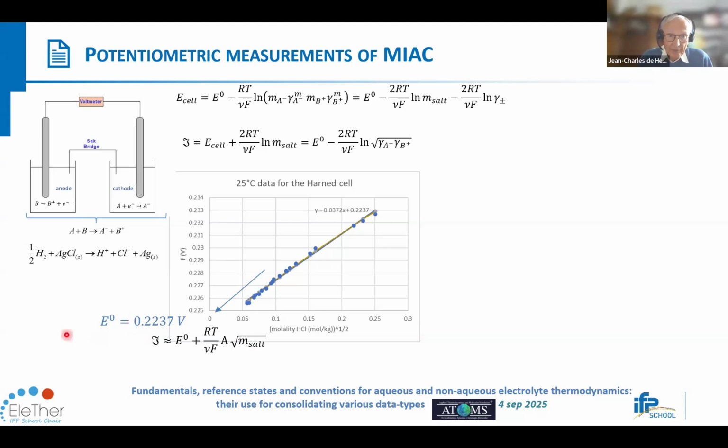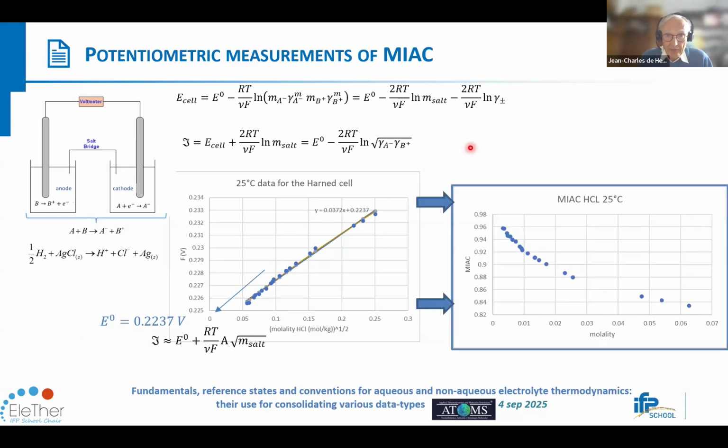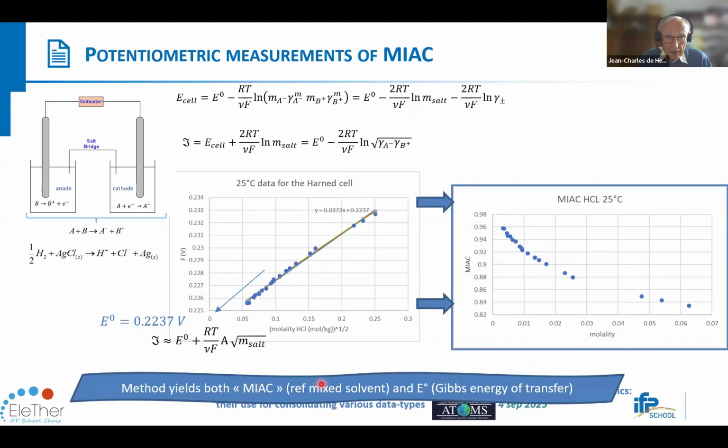So this E0 is an information on its own, because it gives us Gibbs energies of transfer. In addition, we have the composition. When we plot the results as a function of molality, we will be able to extract the activity coefficients of the ion pair, the mean ionic activity coefficients. So as a message, this method allows us to get both the activity coefficients and the Gibbs energies of transfer. So I believe this type of measurements is very useful for our analysis and for our applications.